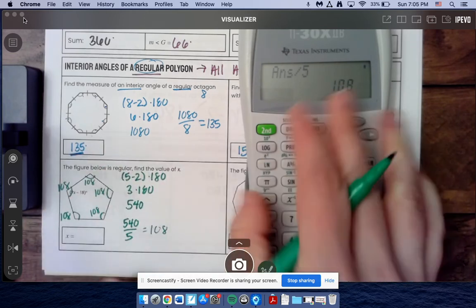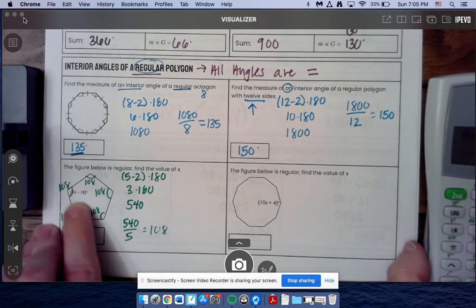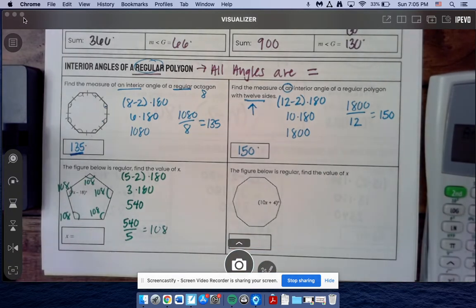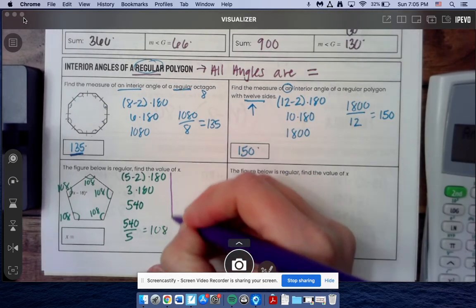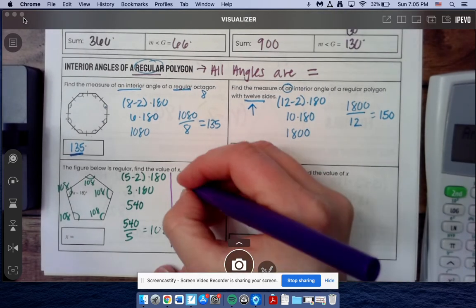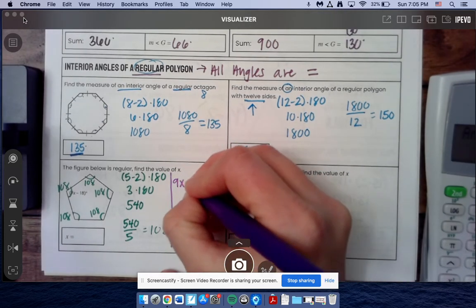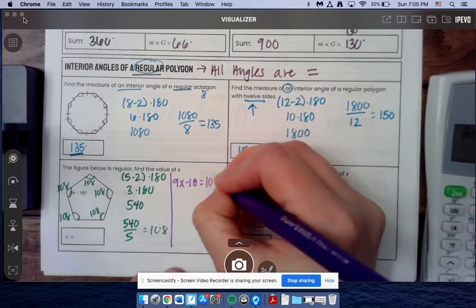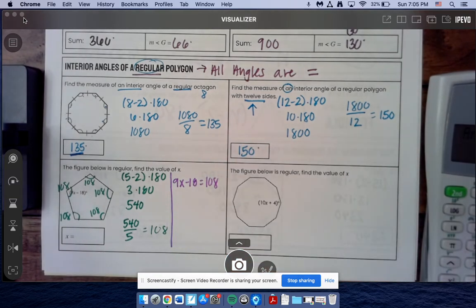So now it's pretty easy to find out what x is, right? Because I know 9x minus 18 has to equal 108. I know I didn't give you a ton of space on your notes. I apologize. So you're going to have 9x minus 18 equals 108. And now we solve like normal, right? You guys know how to do this.